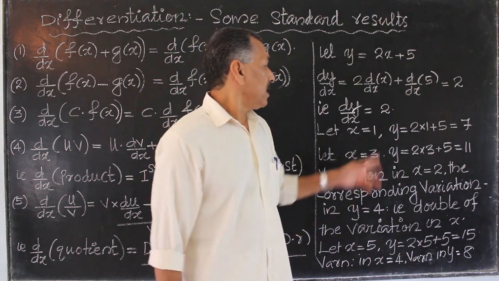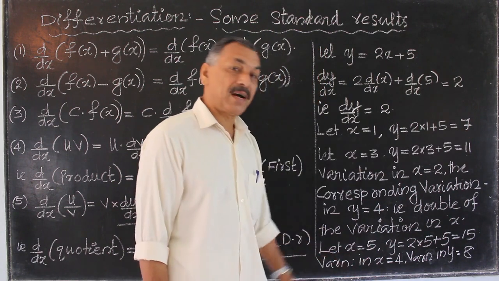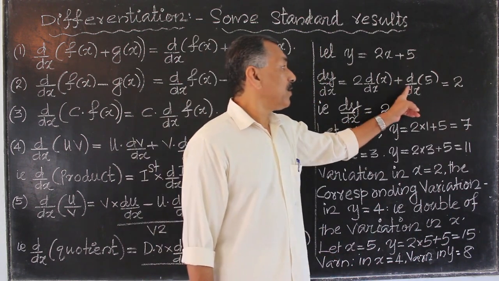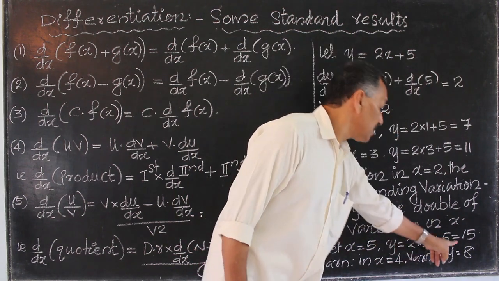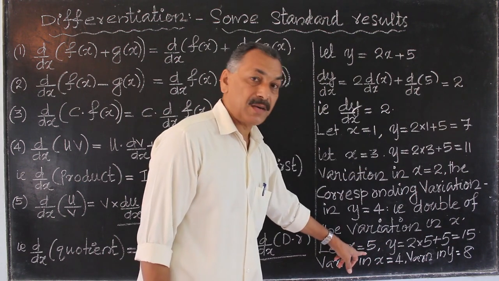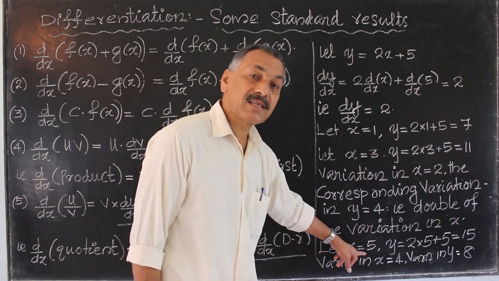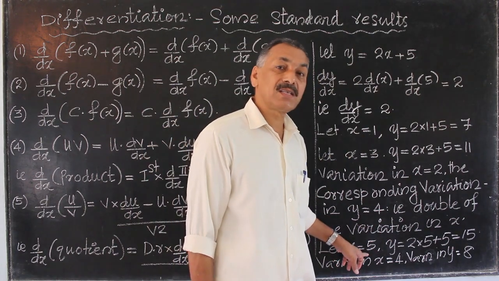ഇനി വീണ്ടും നോക്കുക. x is equal to 1, what is value of y? 7. Then the x is equal to 5, what is value of y? 2 × 5 + 5 is equal to 15. x ഉള്ള വേരിയേഷൻ x 1 ആയിരുന്നത് 5 ആക്കി മാറ്റി. വേരിയേഷൻ എത്രയാണ്? 4. 1 നിന്ന് 5 ആയി മാറിയ variation is equal to 4.